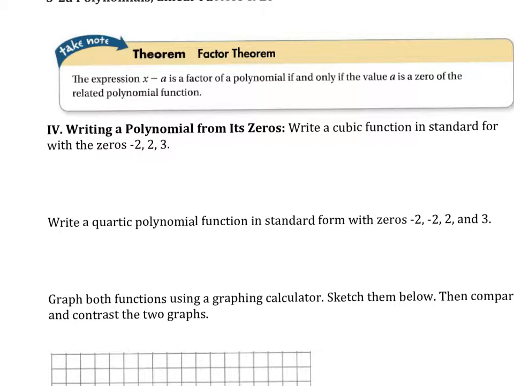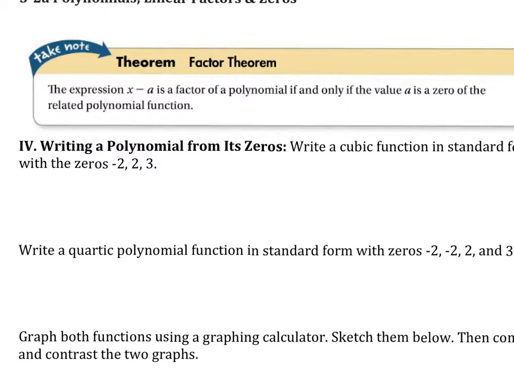What we're going to do is now go backwards in some sense. Instead of finding zeros from a polynomial, you are going to find a polynomial from the zeros. So pretty much the converse of what we just did, minus the graphing. Okay, if we had the graph, we could actually do this pretty well too.